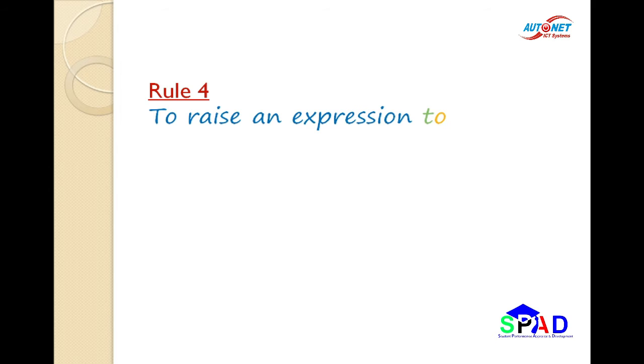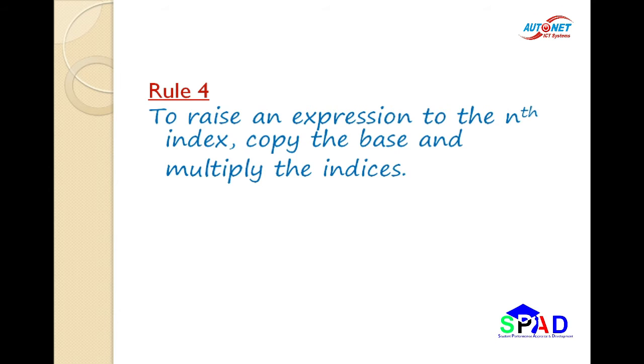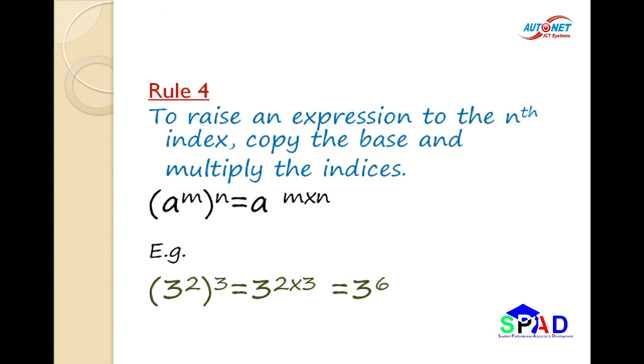Rule number 4: to raise an expression to the nth index, copy the base and multiply the indices. So when you say a to the power m raised to the power n, that is the same as a to the power m times n. For example, 3 squared raised to the power 3 is the same as 3 raised to power 2 times 3, which is 3 to the power 6.